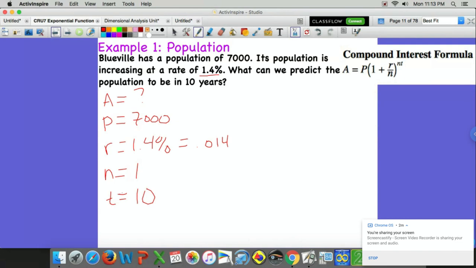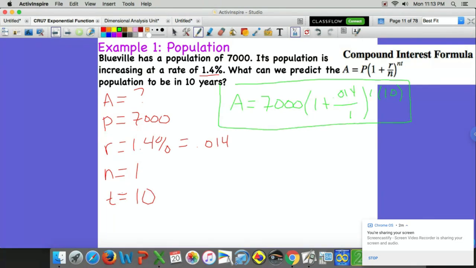So as you can see so far, same exact process as we had when we were talking about money. So now we just have to fill in our compound interest formula. So we do not know A. P is 7,000. 1 plus 0.014 over 1, times 10. So now, as you can see, it is exactly the same thing. We're going to get the same type of formula. The only difference is we're talking about population and not money.